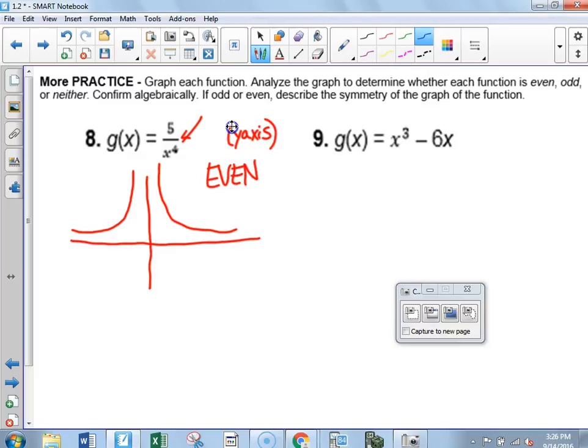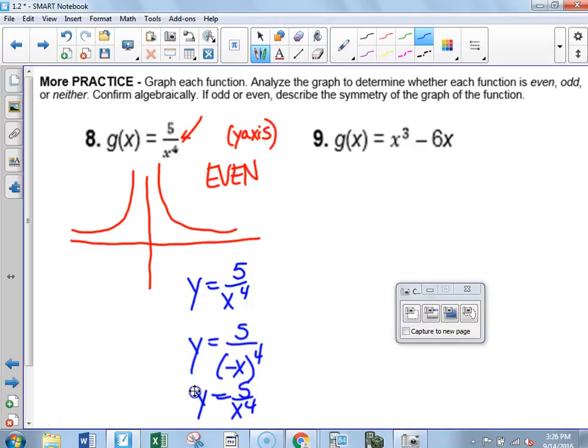What is the test for even, guys? Even is y-axis, which means you replace the opposite, which is x, with its opposite. So I have to say this is my original. When I replace the opposite, I get back to the original. Is that true? A negative 1 to the 4th power would be positive. So this is equivalent to 5 over x to the 4th. So there's the algebraic test.